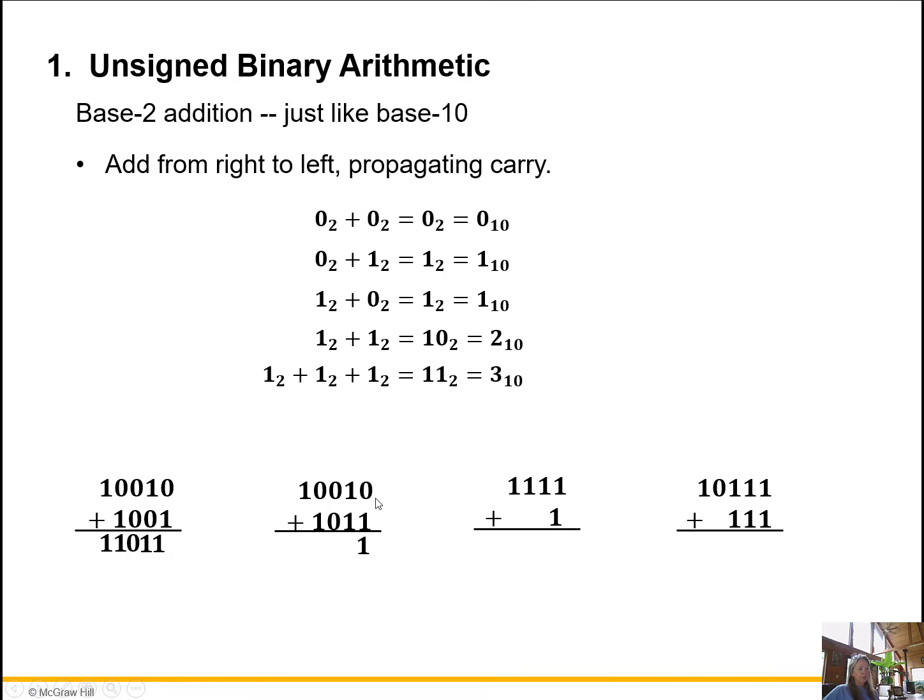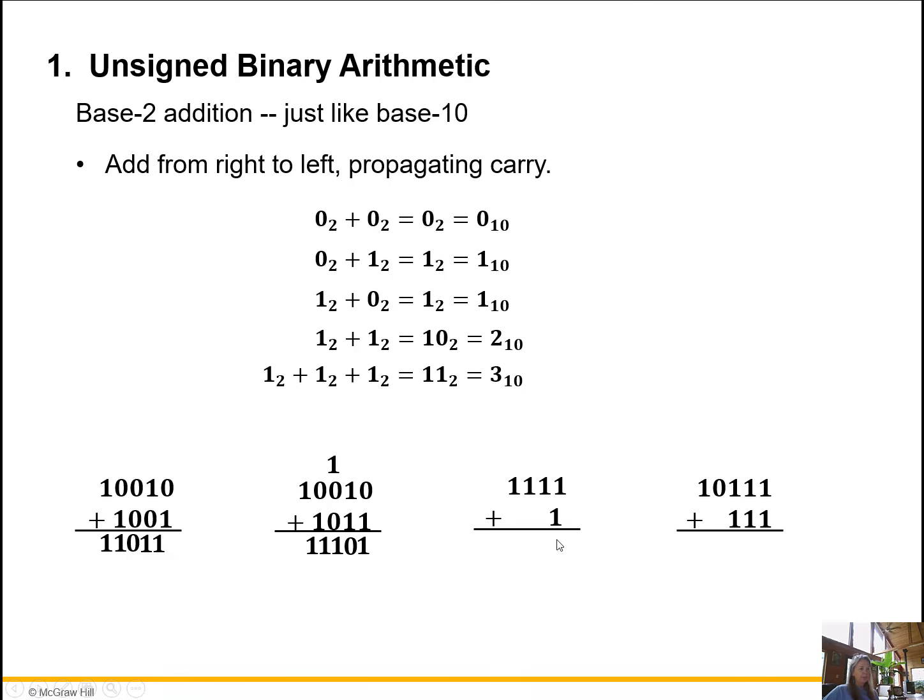Now let's look at this next one. 0 and 1, that's 1. Oh, 1 and 1, that's a 1, 0 in base 2. So I'm going to drop the 0, carry the 1, and now I add 1, 0, and 0, and that will be a 1. 0 and 1, that's 1, and then we get a 1. Okay, that one is finished.